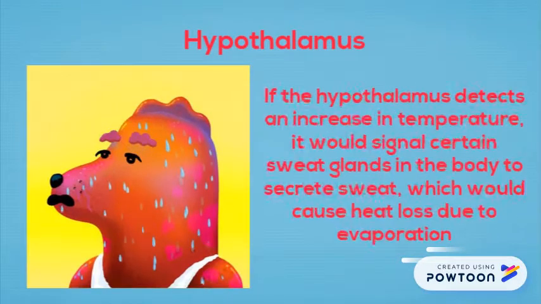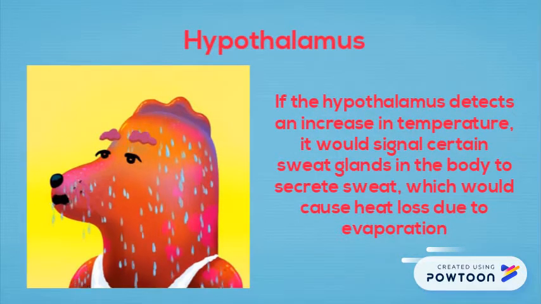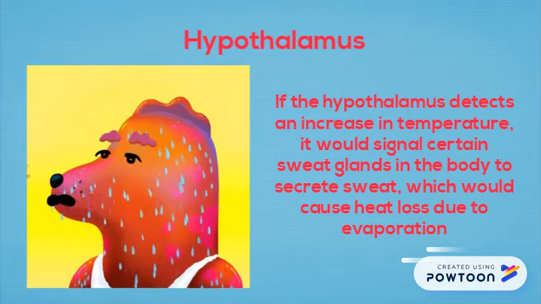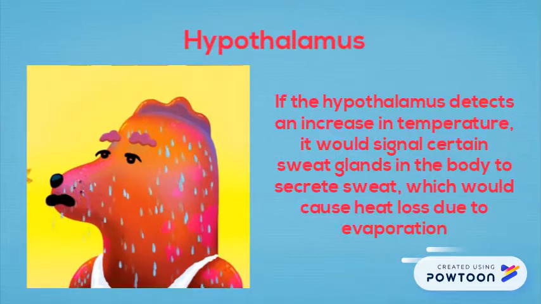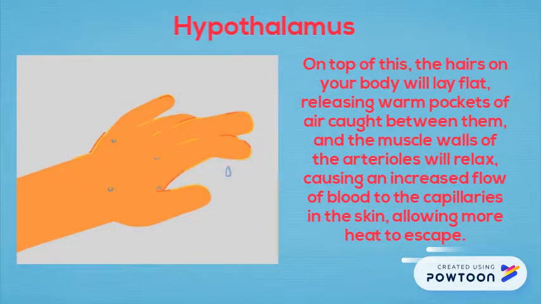If the hypothalamus detects an increase in temperature, it would signal certain sweat glands in the body to secrete sweat, which would in turn cause heat loss due to evaporation. On top of this, the hairs on your body will lay flat, releasing warm pockets of air caught between them, and the muscle walls of the arterioles will relax, causing an increased blood flow to the capillaries in the skin, allowing more heat to escape.